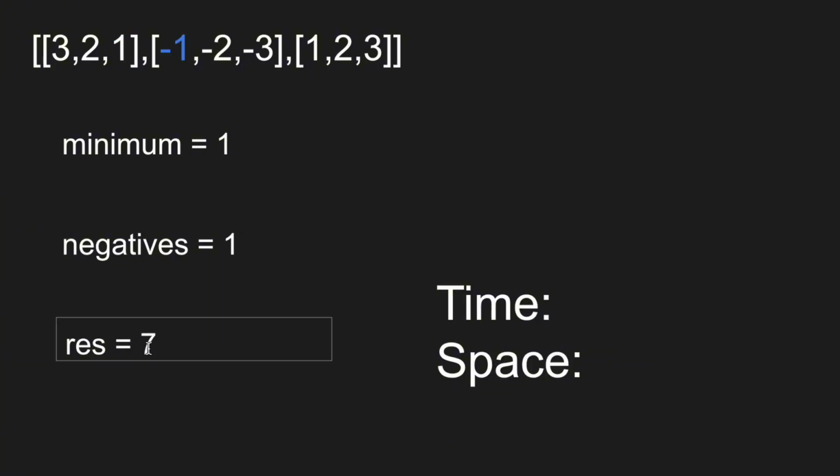Here's 1 negative number, and 7 to the sum, add 2 to the sum, 2 negative numbers, add 3 to the sum, and now there are 3 negative numbers. Now we add 1, which is 13. Now we add 2, which is 15. And now we add 3, which is 18. And the minimum number is 1, so we will need to subtract 2 times that number. So it would be 18 minus 2 times 1, and we will return 16 as our result.